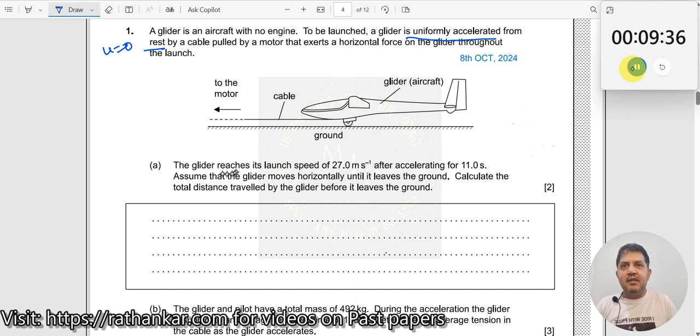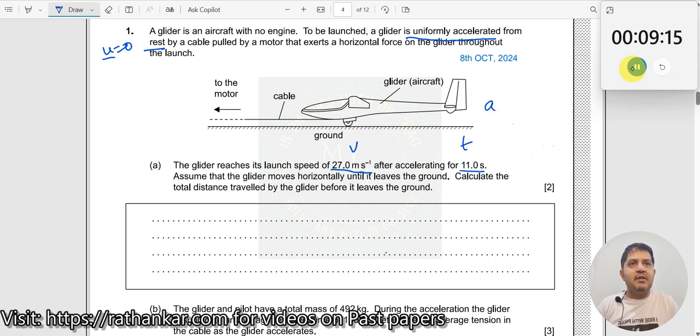Okay. The glider reaches its launch speed of 27 meter per second. Which velocity is this? This is your final velocity after accelerating for 11 seconds. Time is given. So what all is known to you? U is known, V is known, T is known. What all can we find from here? I have not read the full question. Okay. Before that itself, let us try to understand what is given, what can be found out from here.